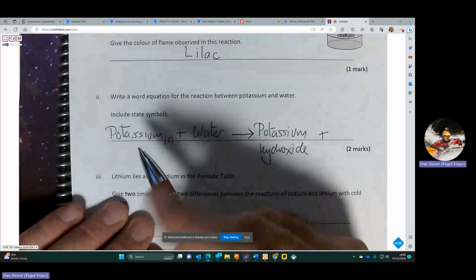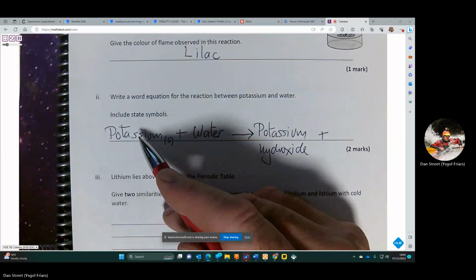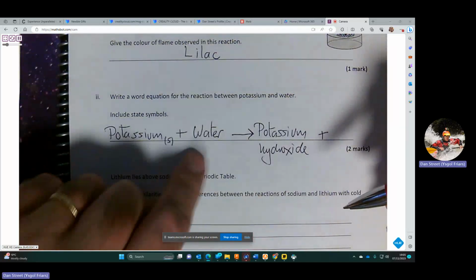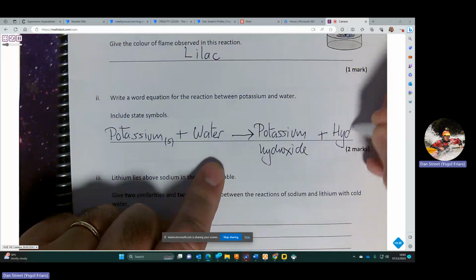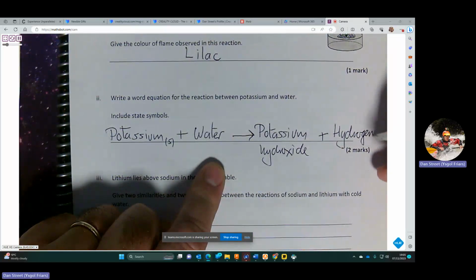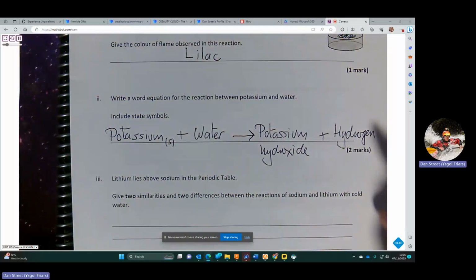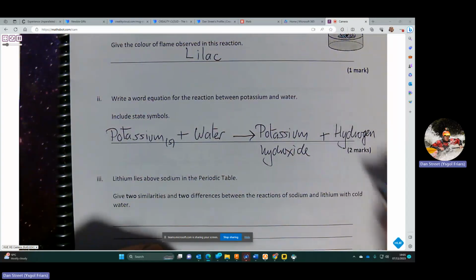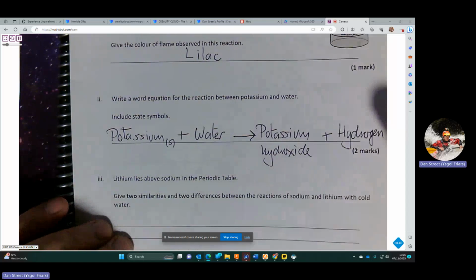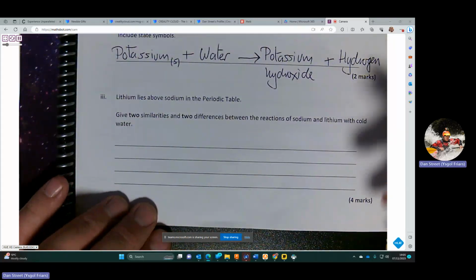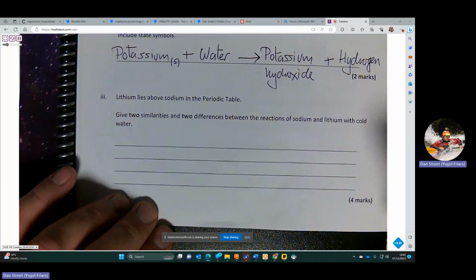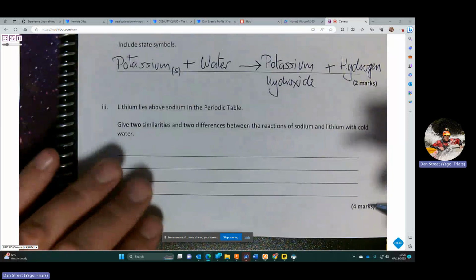And the metal reacting with water produces hydrogen gas. So that's the other product of this reaction, hydrogen, and it's the hydrogen that burns. Okay, lithium lies above sodium in the periodic table. Give 2 similarities and 2 differences between the reaction of sodium and lithium with cold water.